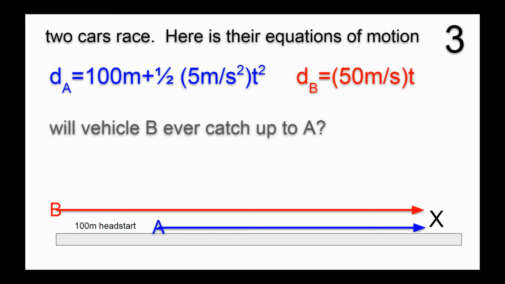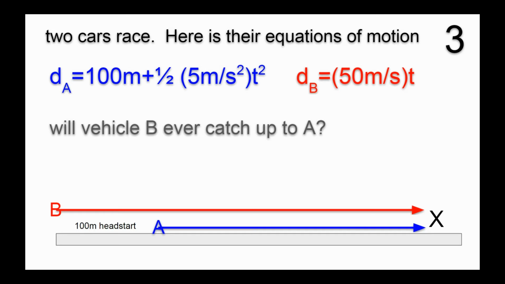It's just to get you doing a little extra thinking, so feel free to skip it. What about 2 cars racing each other? One is given a head start and one of them is accelerating. So car A, its equation of motion is its 100-meter head start, and since it's only accelerating, we get 1/2 5 meters per second squared times time squared. There's no starting speed for car A. All right, so this car is starting from rest, but it has a 100-meter head start and it has an acceleration of 5. Car B starts at 0, but has only a constant speed. It doesn't accelerate.